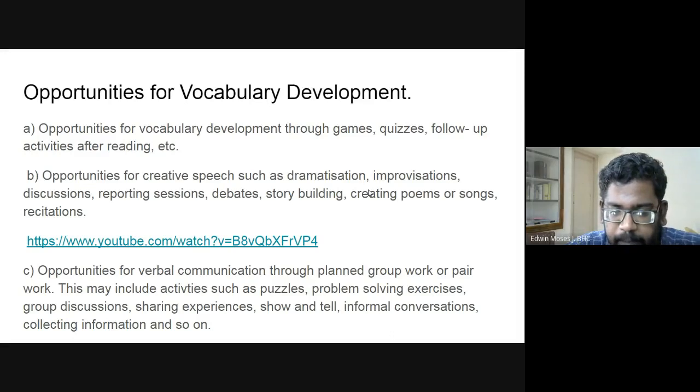conversations, collecting information. So I also told you about peer teaching. That's also effective at the higher secondary level. A fast learner can teach a slow learner. So keep in mind all these things. You can initiate these activities, certain activities for kids and others for higher secondary students. Almost all these things work for higher secondary students well.